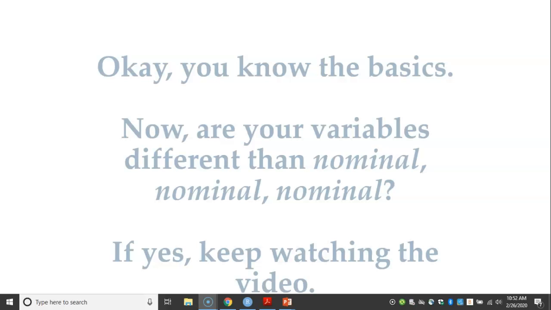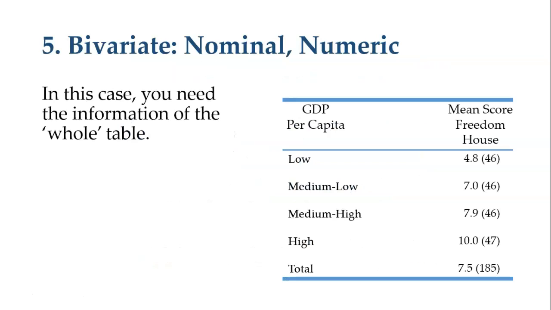Okay, so let's keep moving. The new version of a bivariate figure that I want to teach you is when you have a nominal independent variable and a numeric dependent variable. Okay.